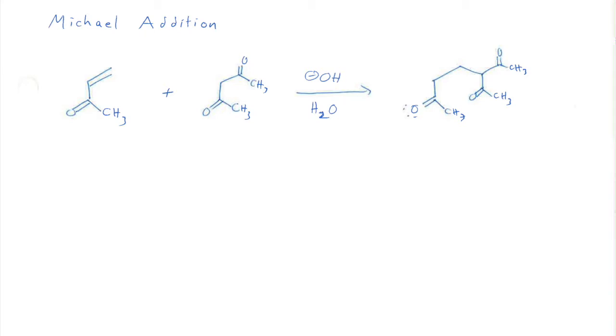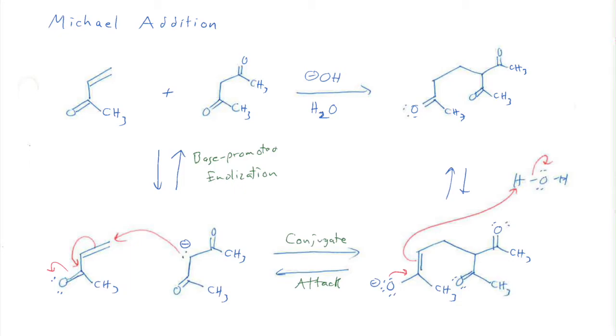So here I've got this alpha-beta unsaturated ketone reacting with this diketone. Now, it doesn't have to be a diketone, but there are good reasons to do it that way, and I'll address that in a minute. Regardless, we're going to use hydroxide here as the base. You can use other bases, certainly. And we're going to enolize that carbonyl, that ketone. Now, this is a special ketone, right? There are three sites for enolization. There are three sets of alpha protons on this diketone.